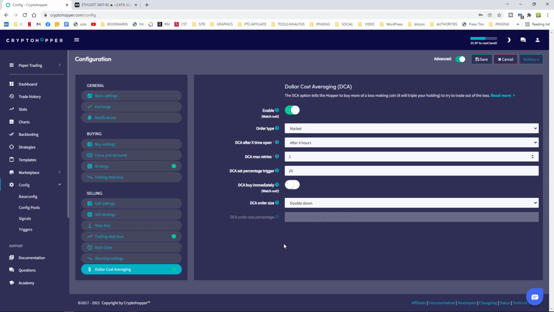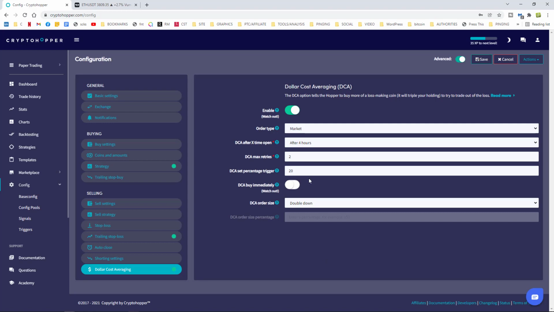So it would buy again more Bitcoin, and then this number would change back to 10, because it'd be 10%. But your position size would have changed. You've gone from around $160-ish to $320-ish. So you can see how DCA can swallow up your money quite quick.